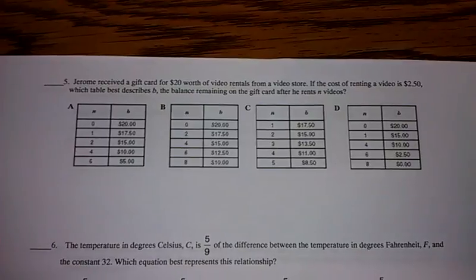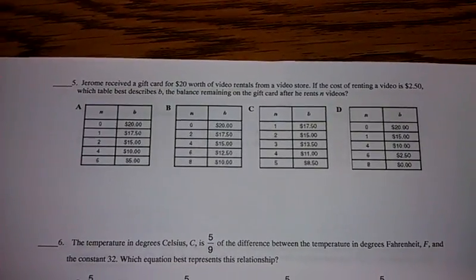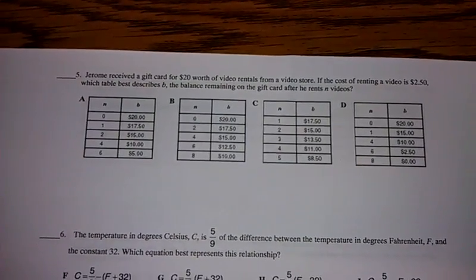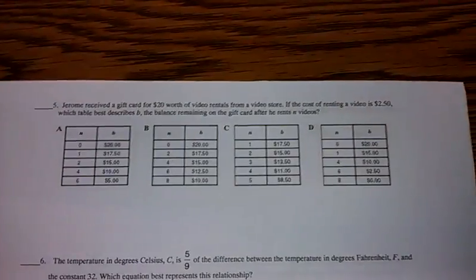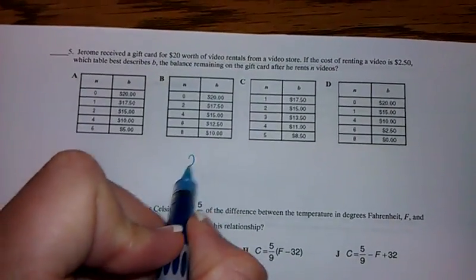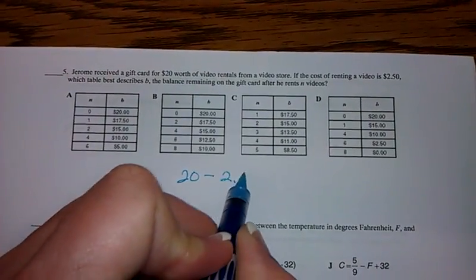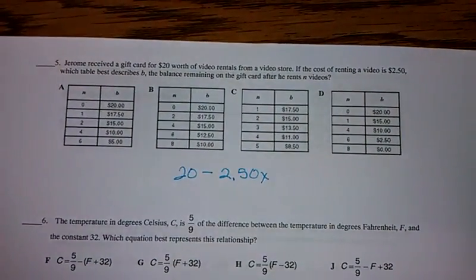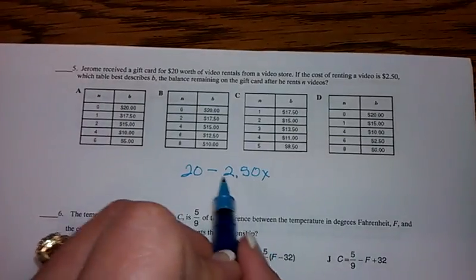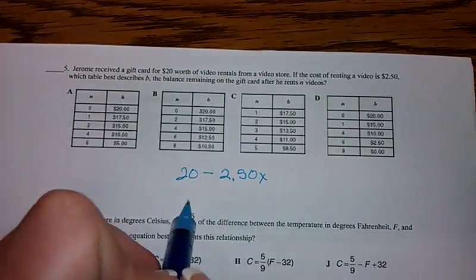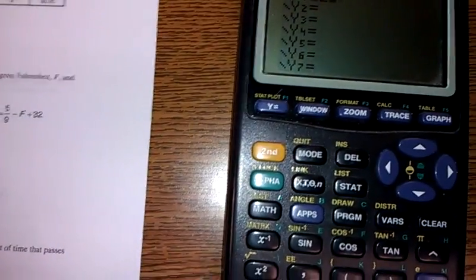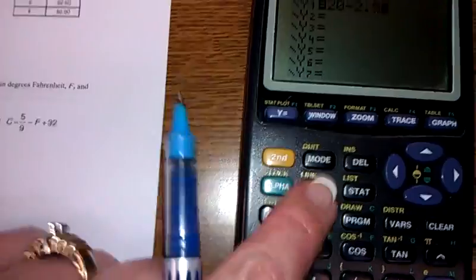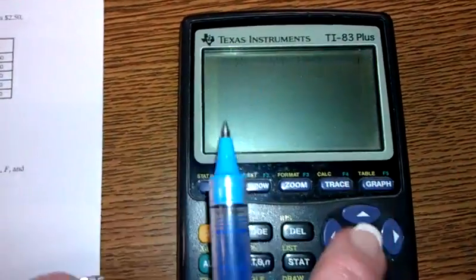It says that Jerome received a gift card for $20 for rentals, but the cost of renting a video is $2.50 for each video. Well, my equation is going to be 20 minus 2.50x. You either work this out and find out what's in the table, or I go in the calculator right here and put in 20 minus 2.5x, second graph.